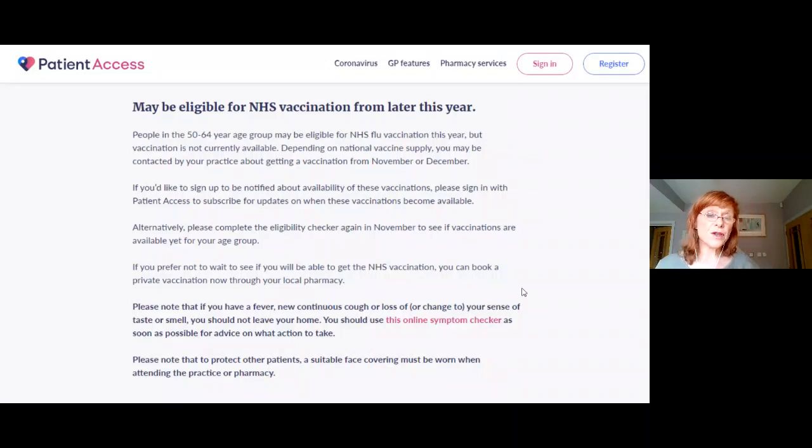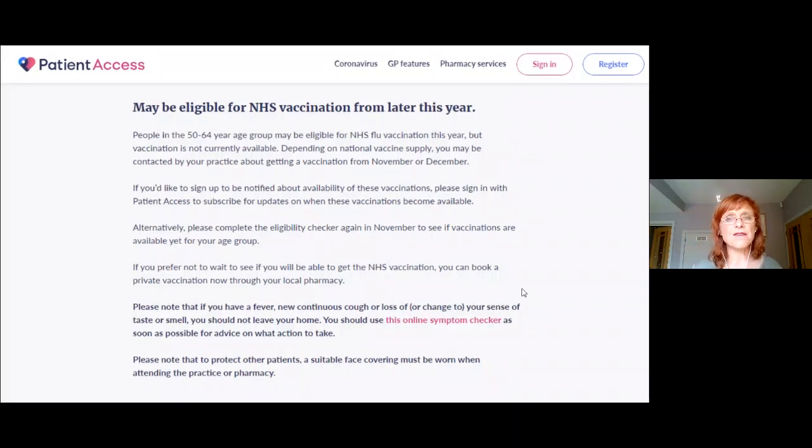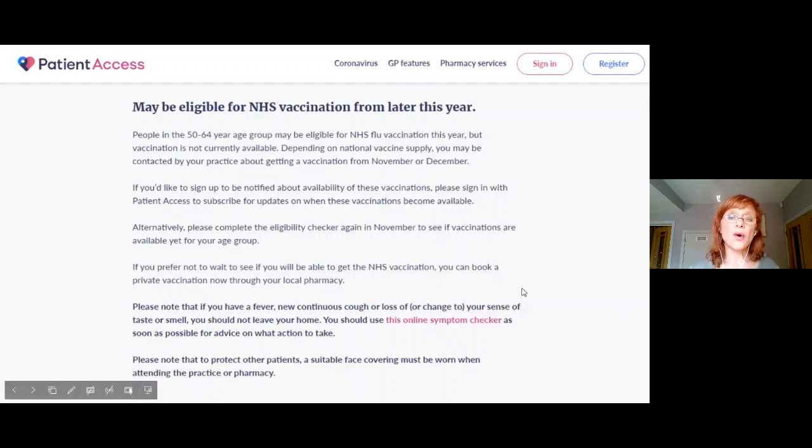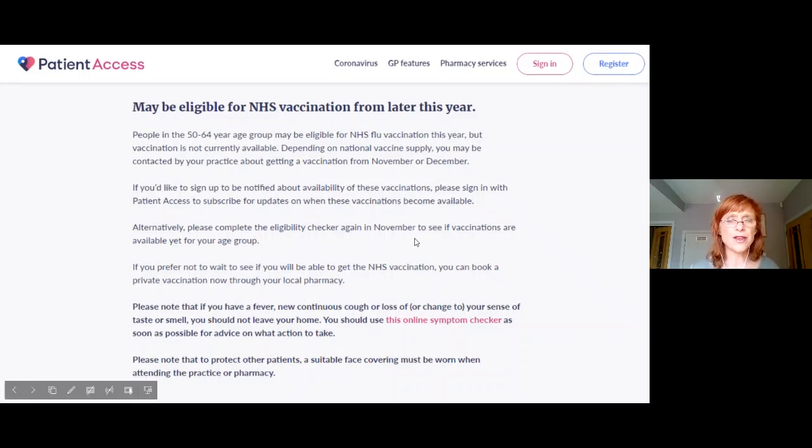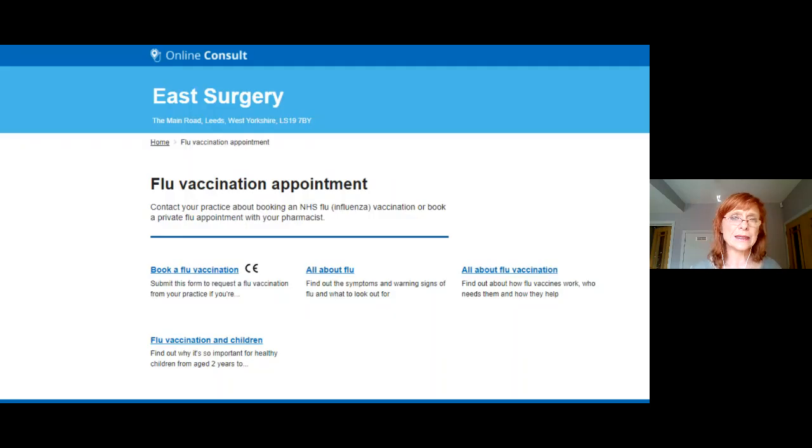This is what happens if you do enter that you are 50 to 64 and you do not have any criteria. So we make the point, as I say, you may be eligible, but vaccination isn't available depending on national vaccine supply. You may be contacted. If you'd like to be notified about availability, you can sign in, or you can complete the eligibility checker again. And if you notice at the bottom, we also remind people about coronavirus symptoms and get them to use our online coronavirus checker. And we also remind them that they need to wear a face covering when they come into the practice. Next slide, please.